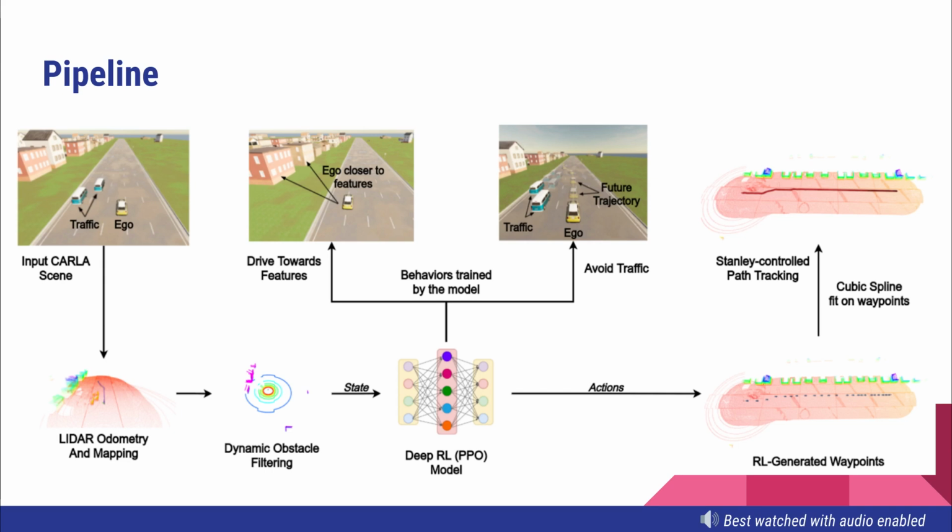This state contains the ego's pose, the traffic car's pose, the location of the centroid of features around the ego vehicle, etc. Our RL model, whose reward is shaped to achieve behaviors such as moving towards features and avoiding traffic, is trained on this data. This model then outputs actions for the ego car to execute, which are discrete waypoints. A cubic spline is fit on these discrete waypoints for interpolation, and a Stanley controller is used to perform path tracking on the interpolated trajectory.